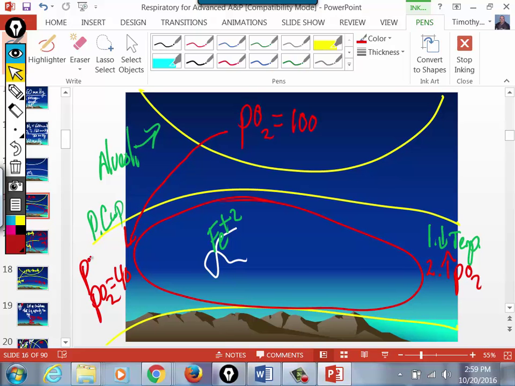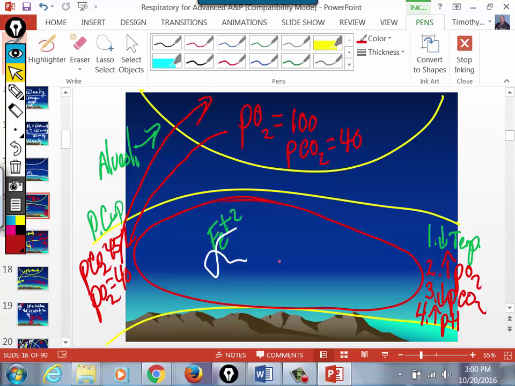What's the PCO2 of venous blood? It's 45. What's the PCO2 in the alveoli? It's 40. So the PCO2 is going to leave by pressure and go into the alveoli. So the third condition is a drop in PCO2. And then finally, we learned from quiz number 1 that CO2 is an acid. And by getting rid of carbon dioxide in the lungs, that will raise our pH.